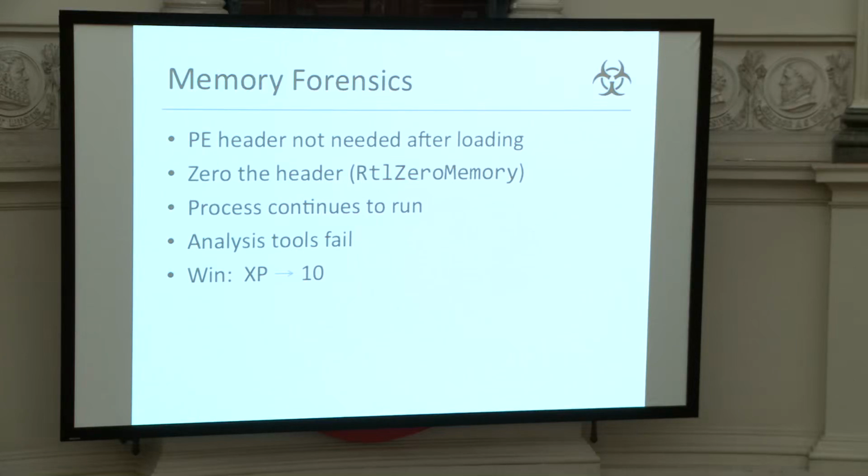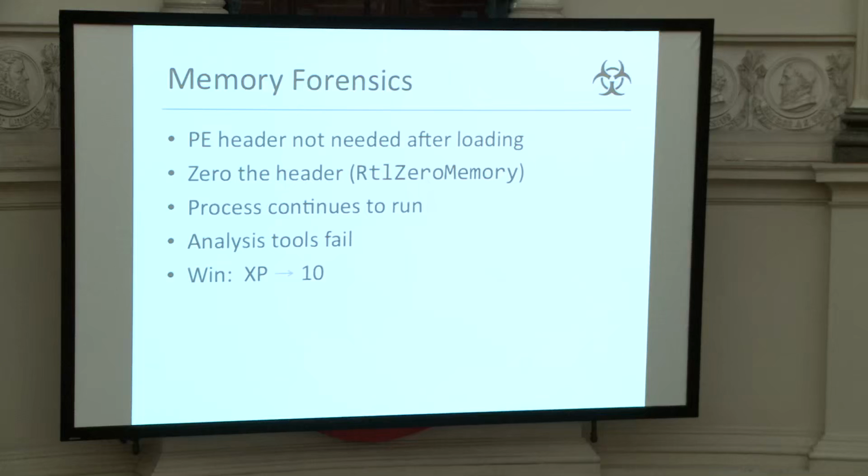Cool. So yeah, again, the PE header, all the section data, that's all needed to load from disk into memory, but once we're in memory, we don't need it, so we just zero it out. Again, process execution continues. We maintain persistence. We keep getting our shells. We're doing awesome. And this works all the way from Windows XP all the way up through Windows 10, right? That VM is Windows 10, so this is still a valid technique.